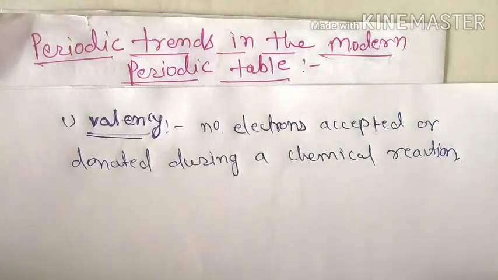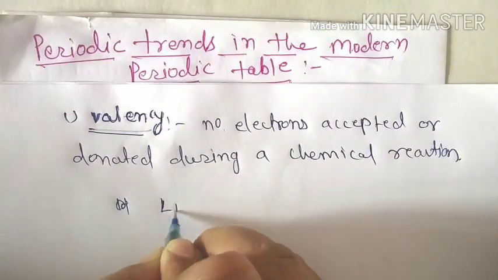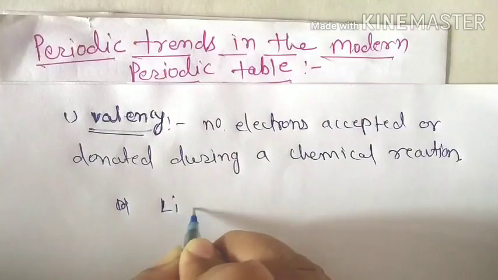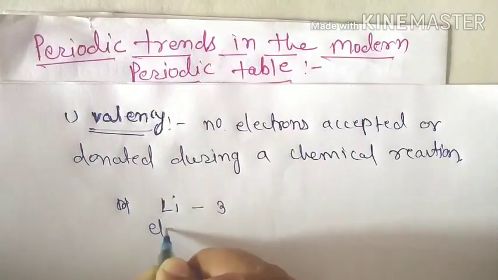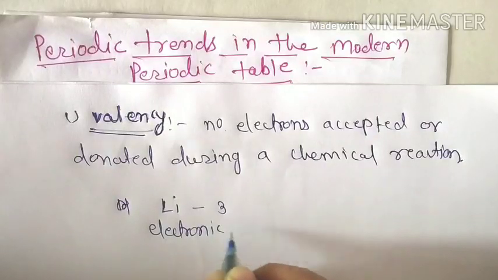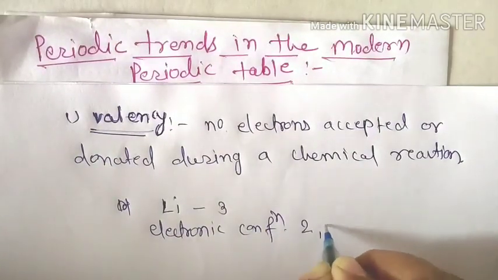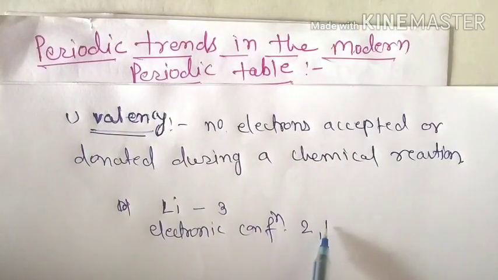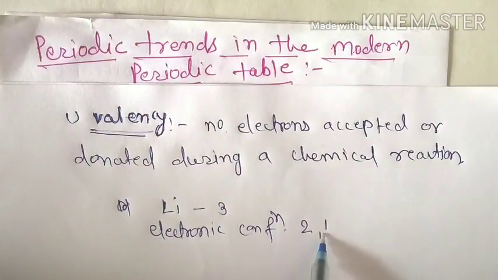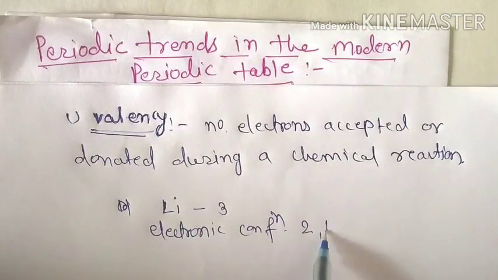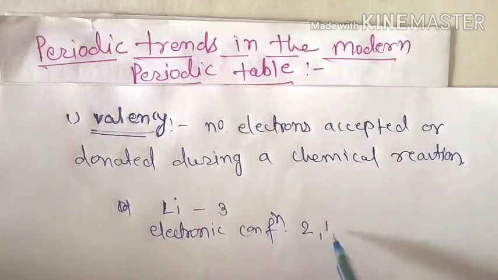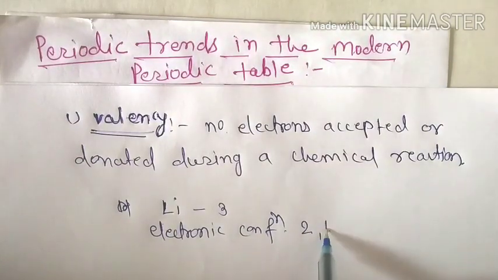How is this relation? See, the atomic number of lithium is 3 and its electronic configuration is 2, 1. Means in the last orbit it has 1 electron. To complete its octet it requires 7 electrons. But it is easier to donate 1 electron than to accept 7 electrons. So it donates 1 electron and therefore the valency of lithium is 1.